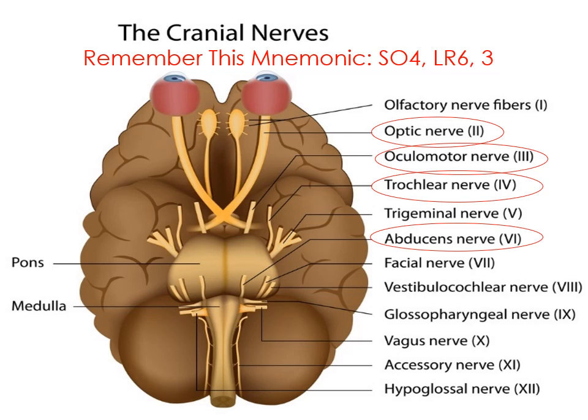The trochlear nerve is the fourth cranial nerve. This cranial nerve innervates the superior oblique muscle. The abducens nerve is the sixth cranial nerve. This nerve innervates the lateral rectus muscles. The mnemonic to remember your cranial nerve innervation is this: SO4LR63. This means that the superior oblique is innervated by the fourth cranial nerve, the lateral rectus by the sixth, and all the other extraocular muscles are innervated by the third cranial nerve.